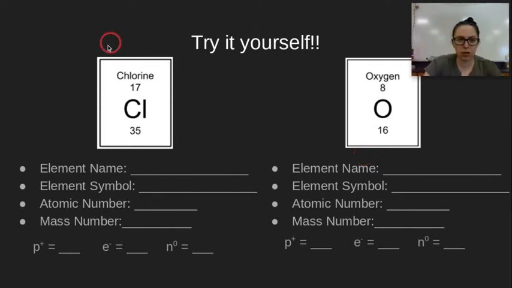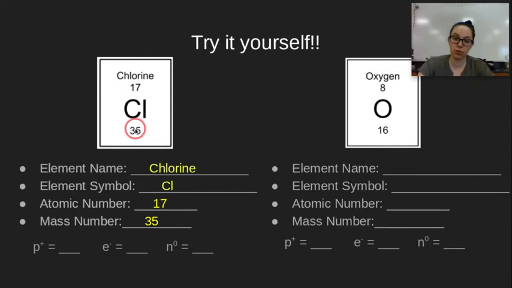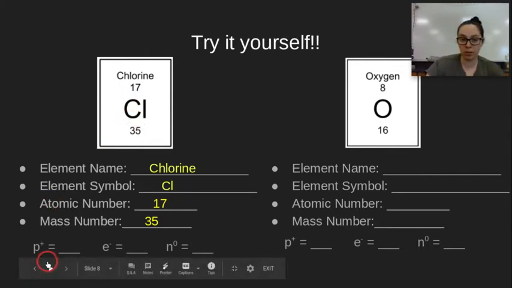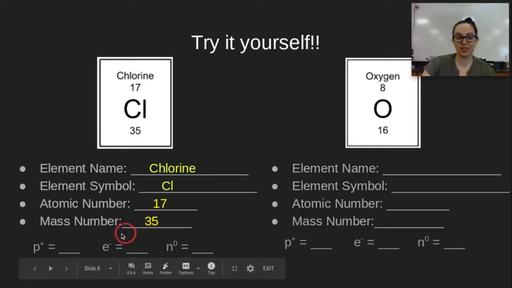I look at this here. I know that I have chlorine. So there's my element name. My element symbol is Cl. I have an atomic number of 17. I have a mass number of 35. So I know that my proton number is going to be the same as my atomic number. That should be 17. My electrons, I am dealing with a neutral atom here. I know that it's neutral because I didn't say otherwise. So you don't see any plus or minus charge anywhere around this element box. We assume that it's neutral. That means I also have 17 electrons.